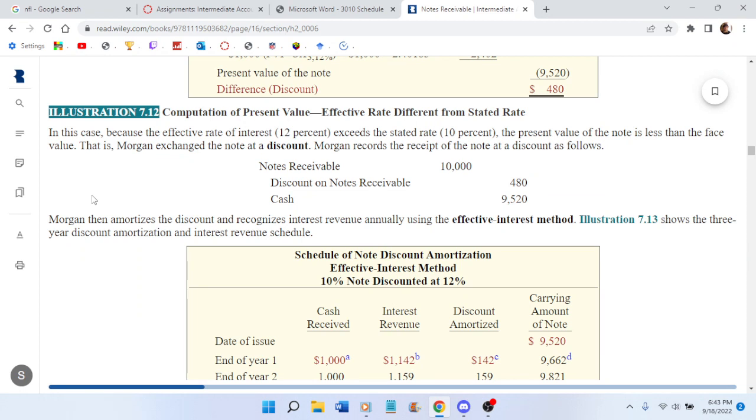Because the effective rate exceeds the stated rate, the present value of the note is less than the face value. Morgan exchanged the note at a discount. Notes receivable $10,000, discount on notes receivable, cash. Amortize the discount and recognize interest revenue annually using the effective interest method.